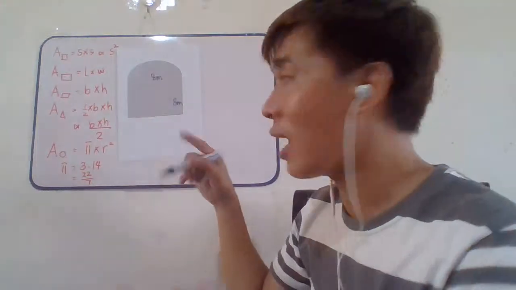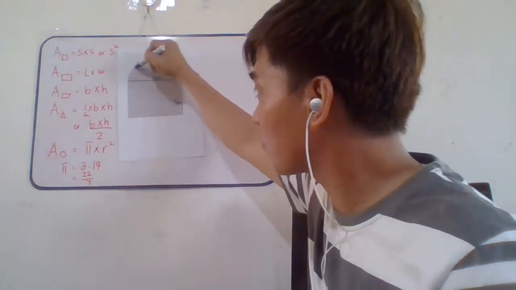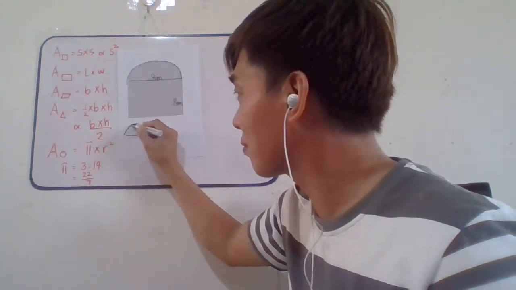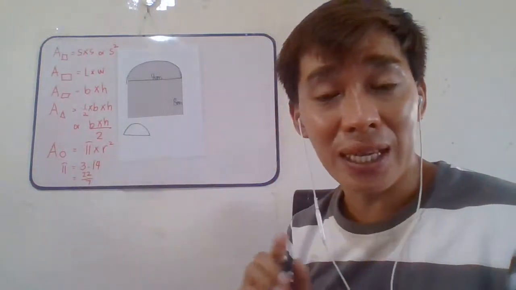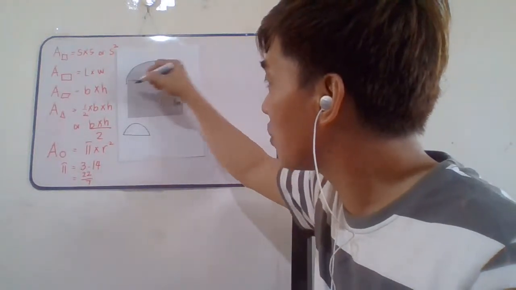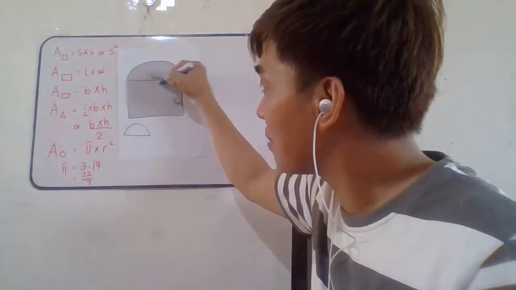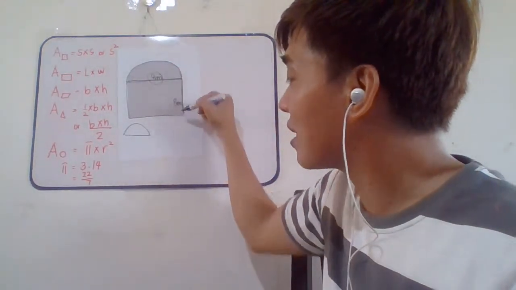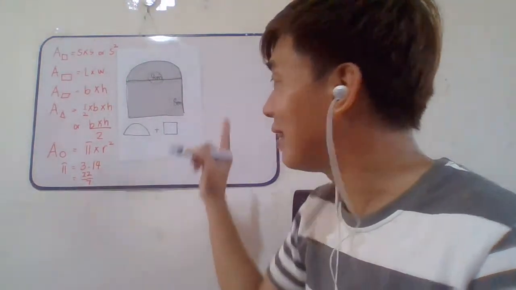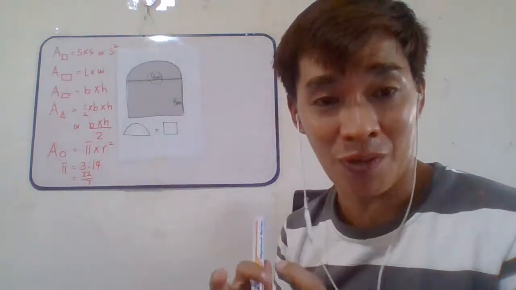And this figure actually is made up of this. That is a semicircle. When we say semicircle, that is half of the circle. Half, semicircle. And of course, we do have here 8 meters here, and 8 meters here. So that is a square. So this composite figure is just made up of a semicircle and a square.